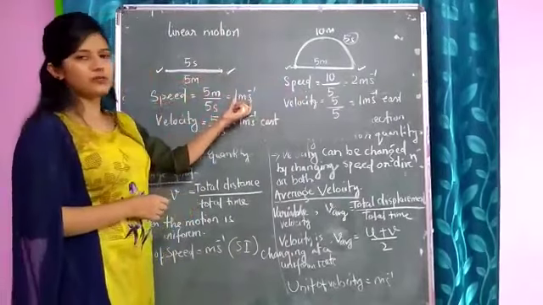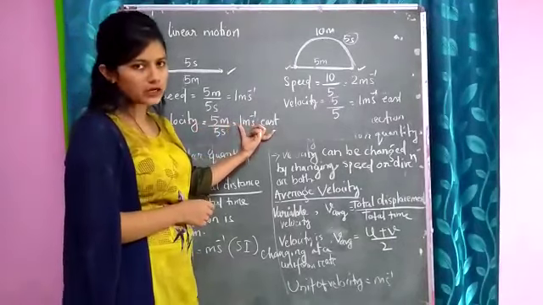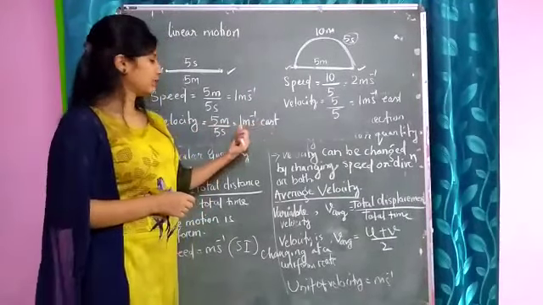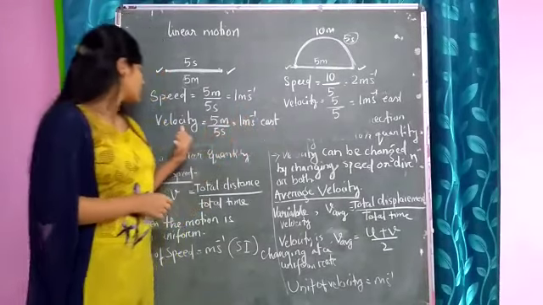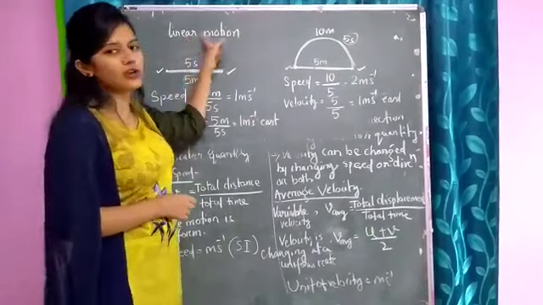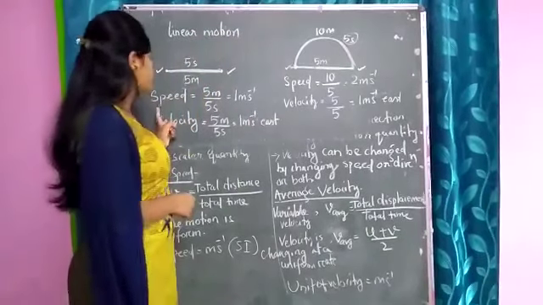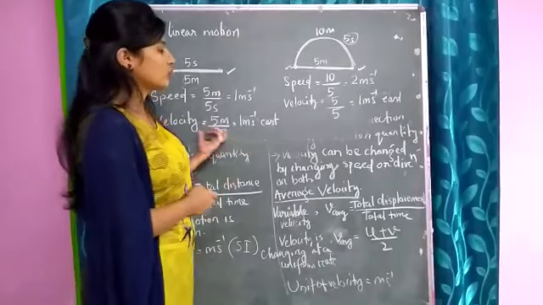So this is the basic idea regarding speed and velocity. Speed requires only magnitude, whereas velocity requires both magnitude and direction. If the magnitude of speed or direction changes, then velocity will also change, and only for the case of linear motion will the speed and velocity be equal. So go through this topic.